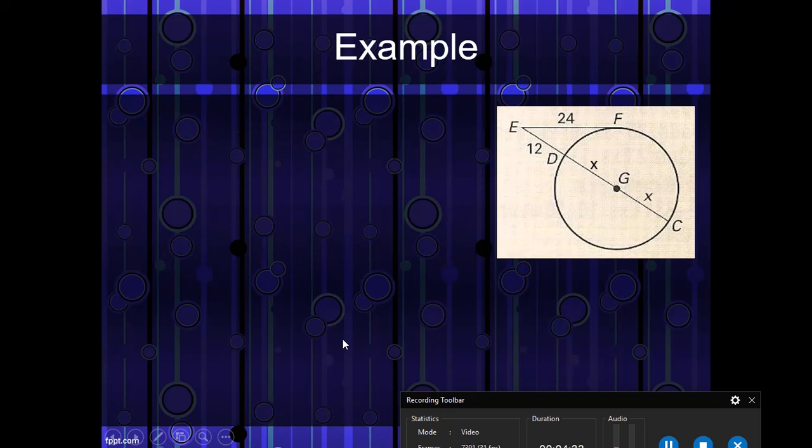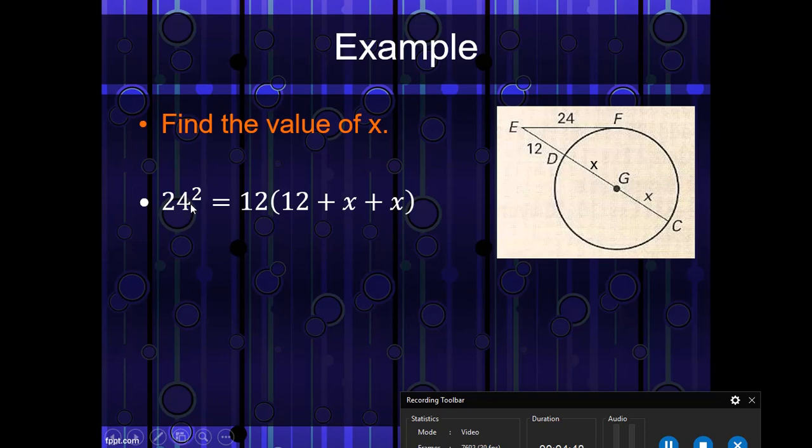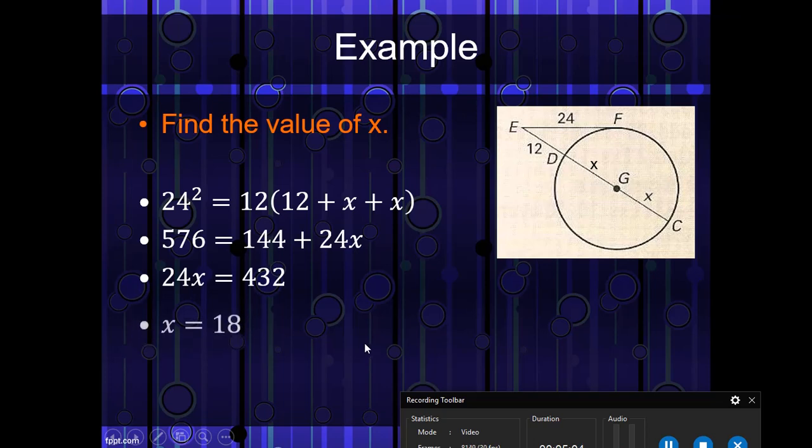So let's try an example. We're going to find x in this case. What I did put on here is that x represents a radius, but in fact we need 2 of those sections, so I added another x here. So it'll be the tangent piece squared, and that equals the external, 12, times the whole secant, 12 plus x plus x. We're going to square and distribute. When we combine like terms, we see that the value of x is 18.